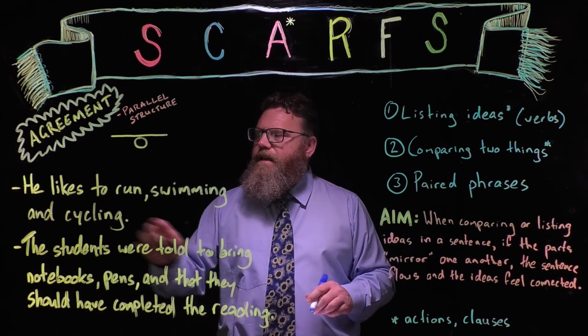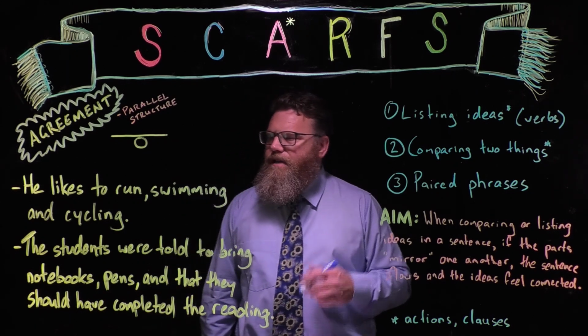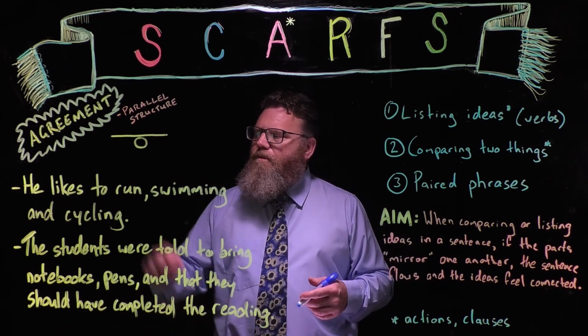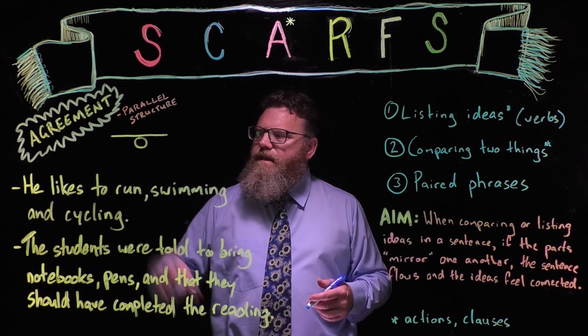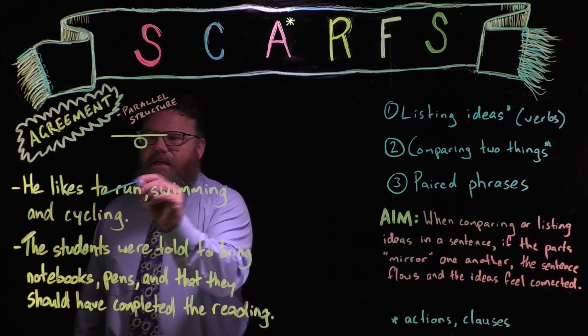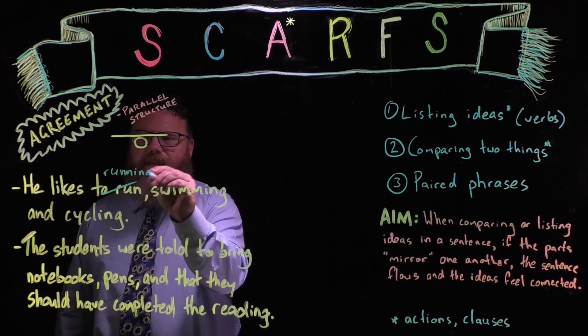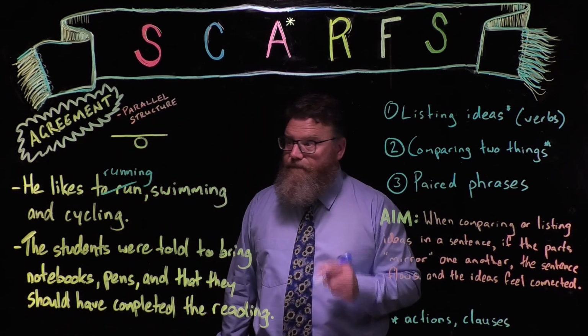So to fix it, we either need to make them all gerund verbs with the ing. So he likes running, swimming, and cycling, or make them all the same as this. So he likes to run, to swim, and to cycle. It doesn't really matter which way. Obviously, it's easier to just change one word, so let's do that for now. And then we've got parallel structure.